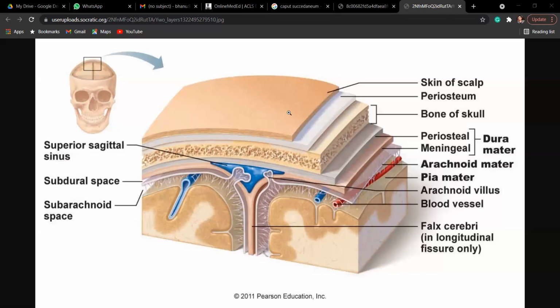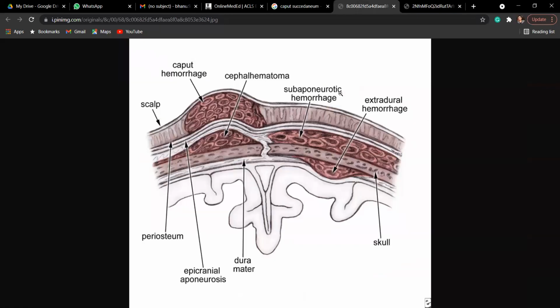Now, different types of hematomas can be found. Hematomas can be present between the scalp and the periosteum, and that hematoma is known as the caput. Just give me a second again.